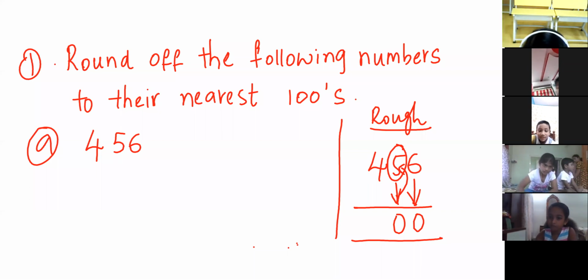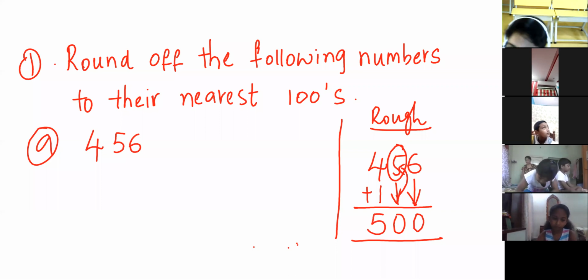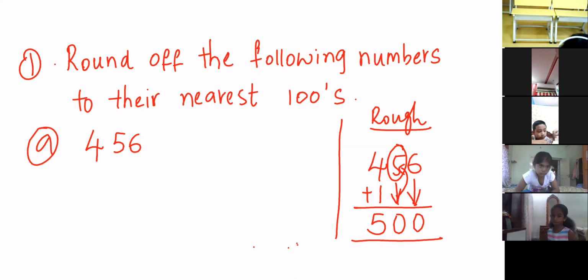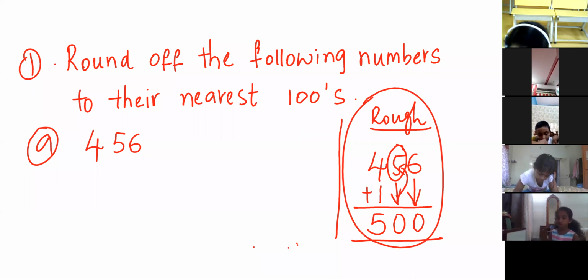So you have to immediately add 1 in the hundreds place so that it becomes how much? 5. Now mute yourself, Nana. So here the answer is how much? 500. When you round off 456 to its nearest 100, what is the answer? It becomes 500. So how do you need to write the answer now? See, this part you have done in the rough side, right? While writing an answer, how do you have to write?